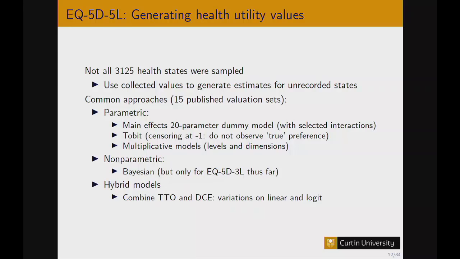So the last thing also that's appearing in this literature a little more are hybrid models, where we take the DCE data and the TTO data and try to combine them in some way. And typically you'll just see a linear combination of the DCE results and the TTO results. So you see a linear model and a logit model, and they're combined with a parameter. So maybe an opportunity to move into how to combine the results from these two. I'm not doing that at this point.